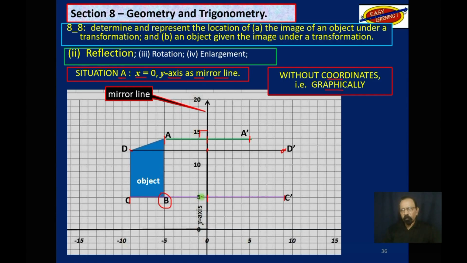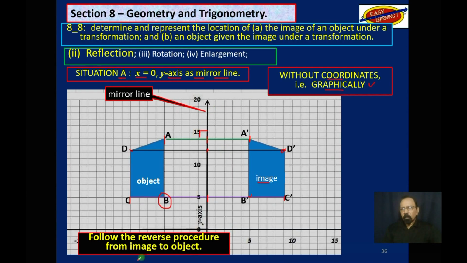1, 2, 3, 4, 5, 1, 2, 3, 4, 5, which is here, which is B prime. Now, once you have those image points based on the object, you join them and complete the image, which is this as the image. This is what you will do for all such situations, irrespective of what the mirror line is. Now, that is graphically.